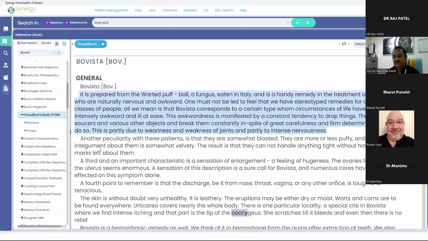Another peculiarity of the patient is that they are somewhat bloated. आजकल कई ladies will tell you, फूलेलू शरीर लागे छे. I feel bloated. They are much more puffy, and the integuments are often somewhat velvety. The result is that they cannot handle anything tight without having distinct marks left about them. Contact dermatitis. Contact and impression. This is very important.